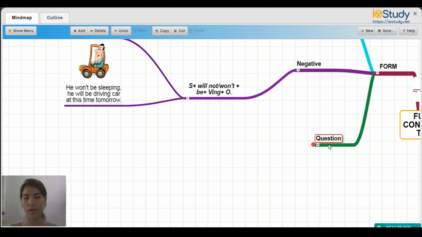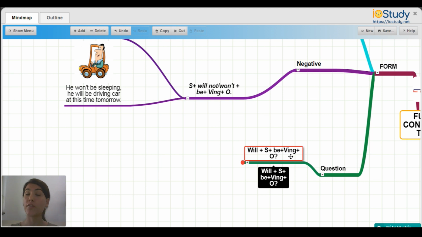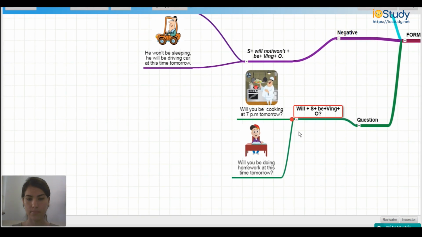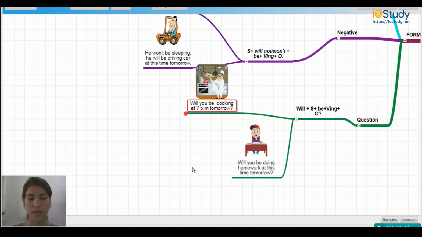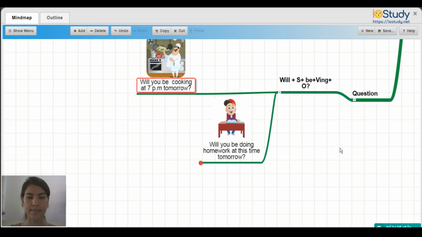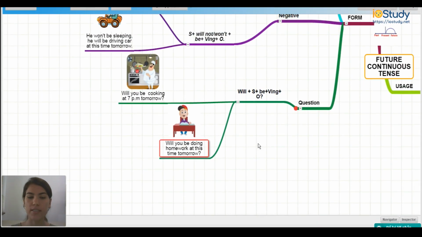Now let's move to the question form. Will plus subject plus be plus verb ing plus object question mark? Let's look at some examples. First example. Will you be cooking at 7 p.m. tomorrow? And will you be doing homework at this time tomorrow? So as you can see, both of these use the question form in the future continuous tense.